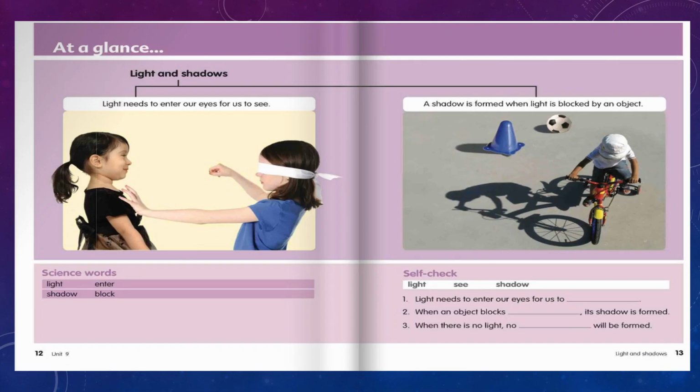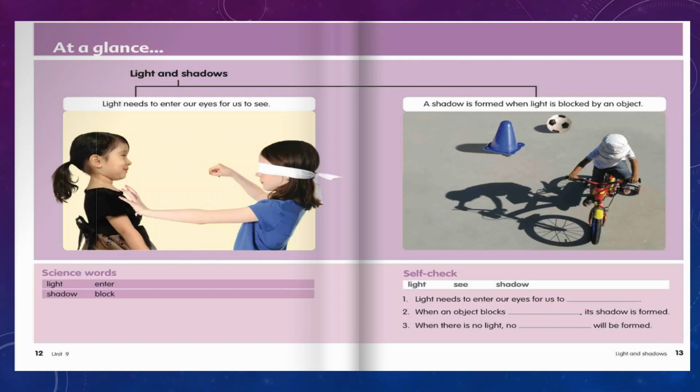Here we have the at a glance section. So here we have the information of the unit, light and shadows. Light needs to enter our eyes for us to see. A shadow is formed when light is blocked by an object. These are the science words of the unit: light, enter, shadow, block. All right? And of course, you have the self-check with the words that are in the box, which are light, see, and shadow. And we have to complete the sentences with these words.